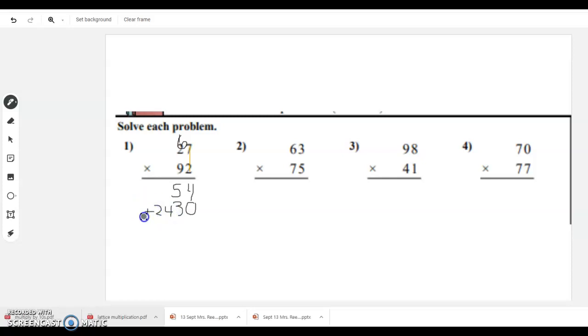And then I'm going to add them up. I'm going to add up my ones. 4 plus 0 is 4. My tens. 5 plus 3 is 8. My hundreds. Nothing plus 4 is 4. And my thousands. Nothing plus 2 is 2.